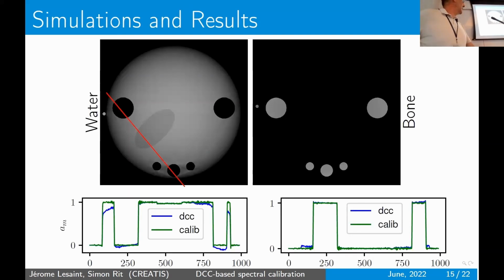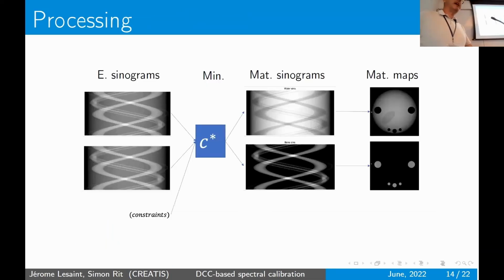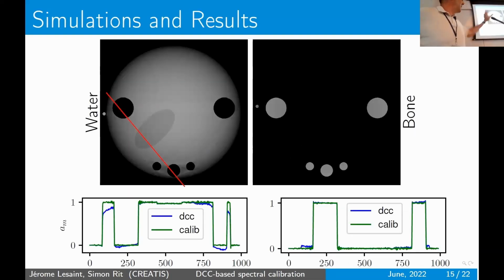Okay, so let's have a closer look at the images that we get. So these are the water map on the left and the bone map. As you can see, we achieve fairly well the material discrimination. The water and bone is correctly separated in the 2 maps. But though it's not perfect, we still see some capping artifact on the water map.